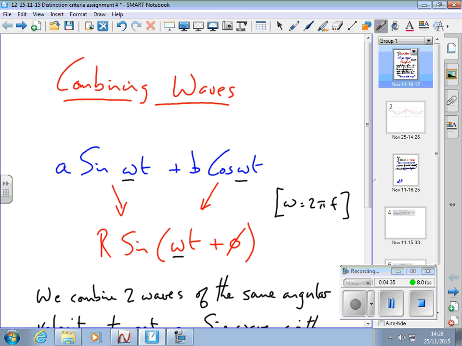So this idea of combining waves is a precursor to those things, which is why we're looking at it now. What we're going to do is work out how to calculate what this value is and this value is. Given two waves, a sine omega t and b cos omega t, knowing these values A, B, I need to work out what R and phi are in that combined wave, and that's what this is about.